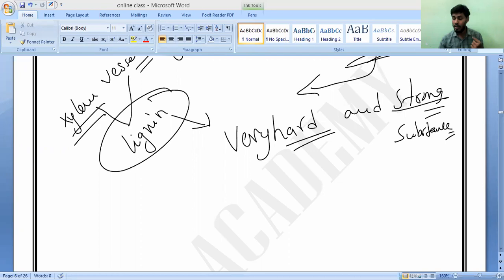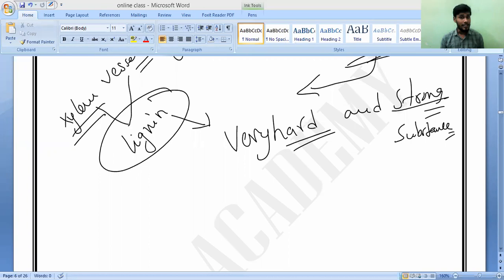So every xylem vessel is made up of two substances. What is that? Cellulose and lignin. And lignin is what provides strength to the stems and makes the plants keep upright. Also, wood is almost entirely lignified xylem vessels. Whatever wood we are getting is almost entirely lignified xylem vessels. Xylem vessels have pits in their thick cell walls.